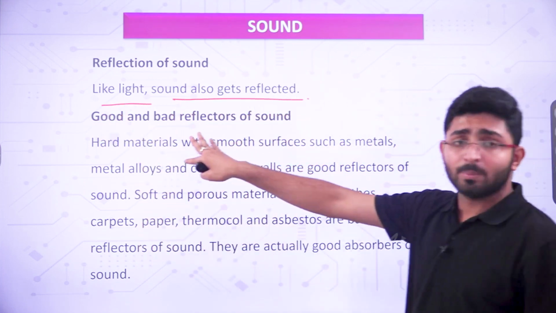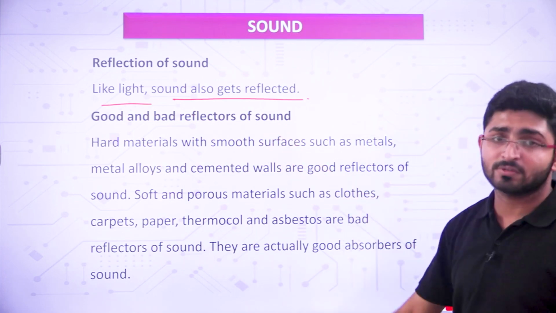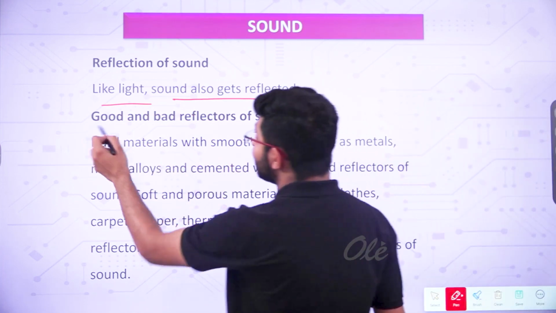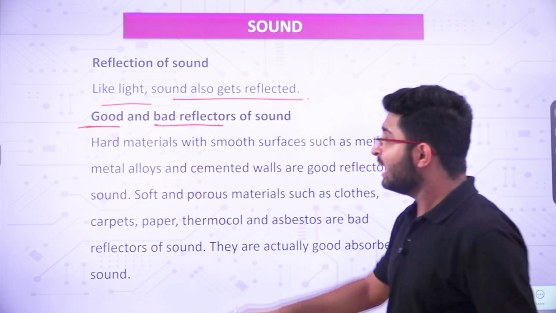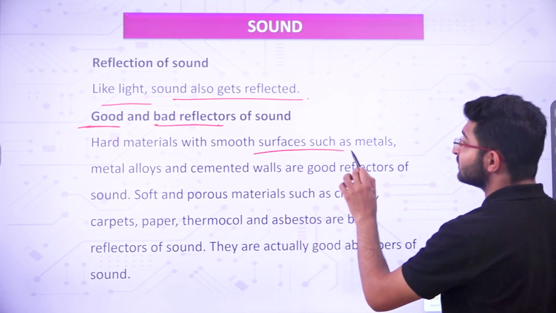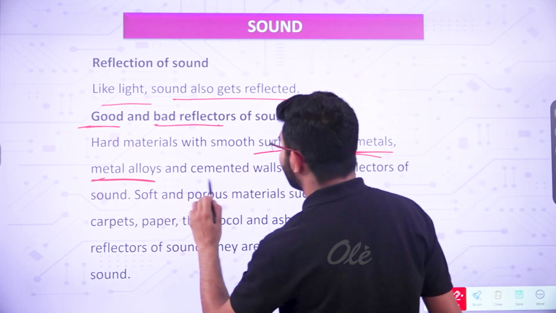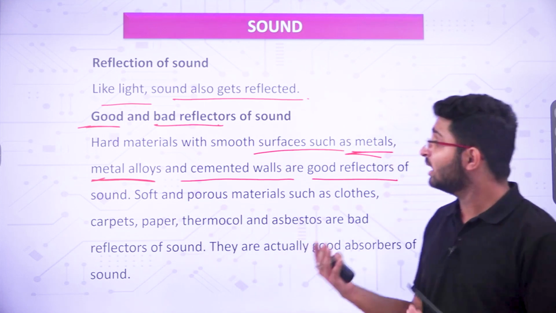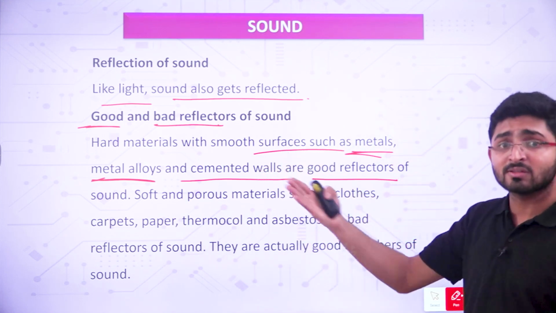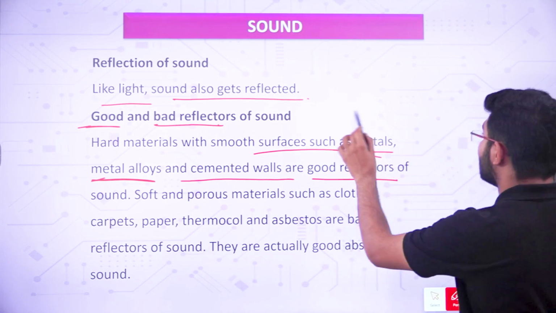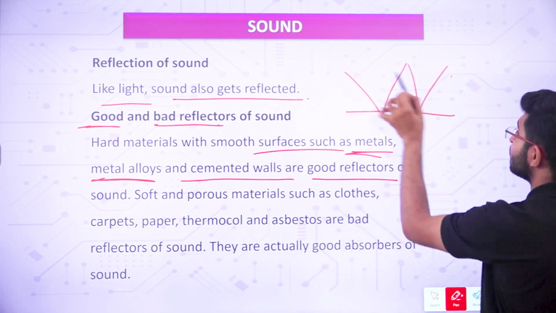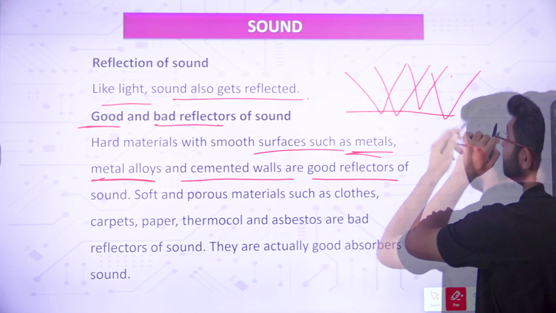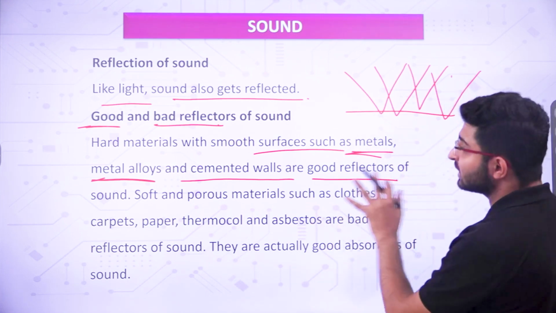Now the second topic is good and bad reflectors of sound. What are good reflectors and what are bad reflectors? Hard materials with smooth surfaces such as metals, metal alloys and cemented walls are good reflectors. Basically, hard materials which have smooth surfaces will reflect the voice very clearly. So the walls are good reflectors of sound.